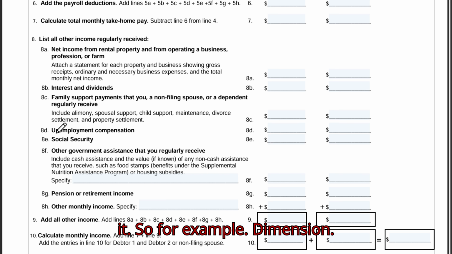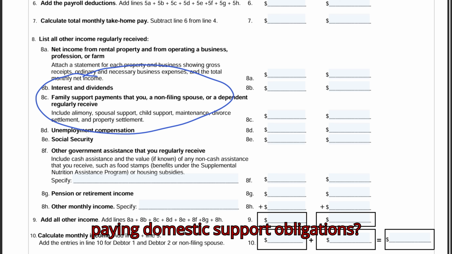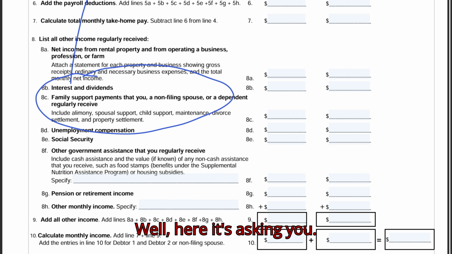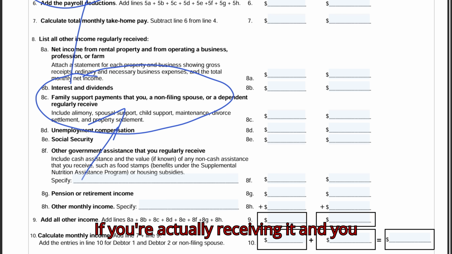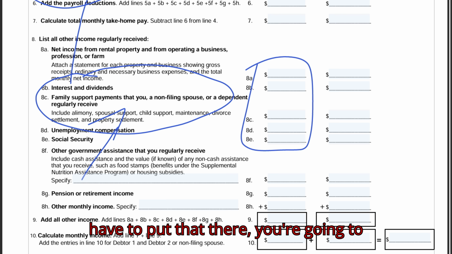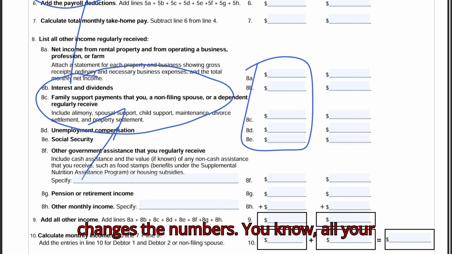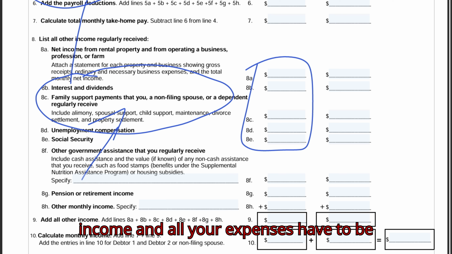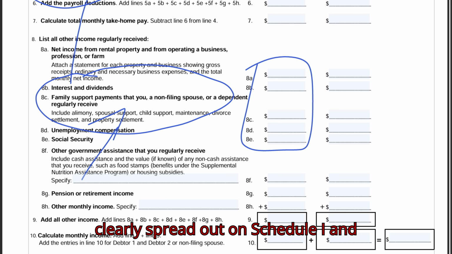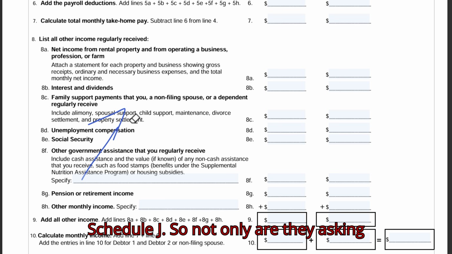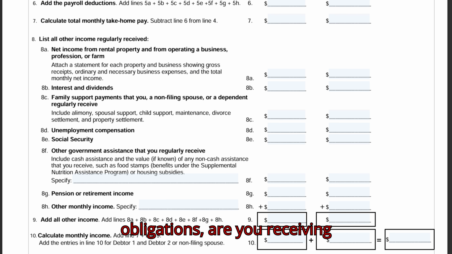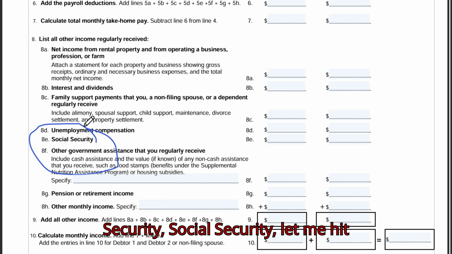So, for example, I mentioned domestic support obligations. Well, here's your example. Are you paying domestic support obligations? Well, here it's asking you if you're actually receiving it, and you have to put that there. You're going to have to put it here because, again, that changes the numbers. All your income and all your expenses have to be clearly spread out on Schedule I and Schedule J. So not only are they asking you if you receive domestic support obligations, are you receiving unemployment compensation, Social Security?